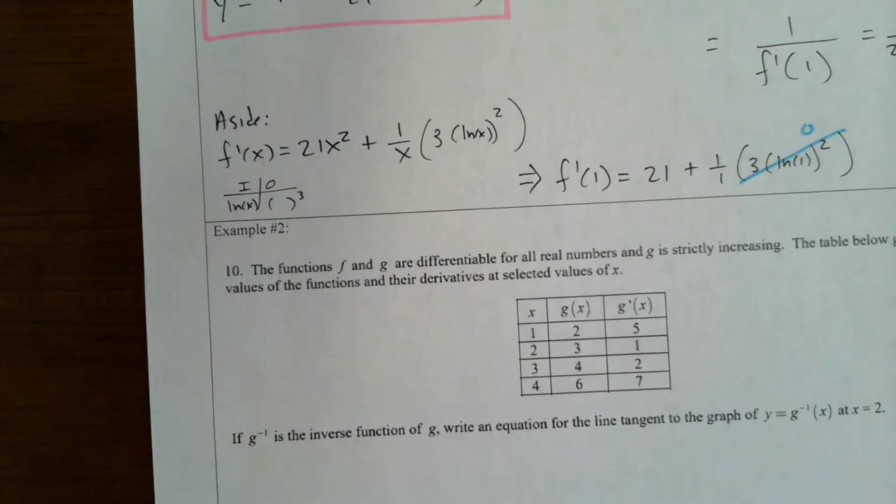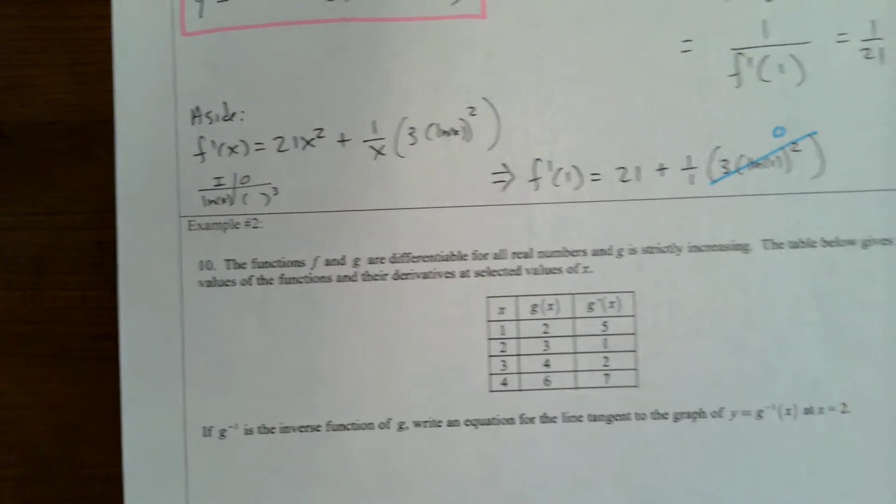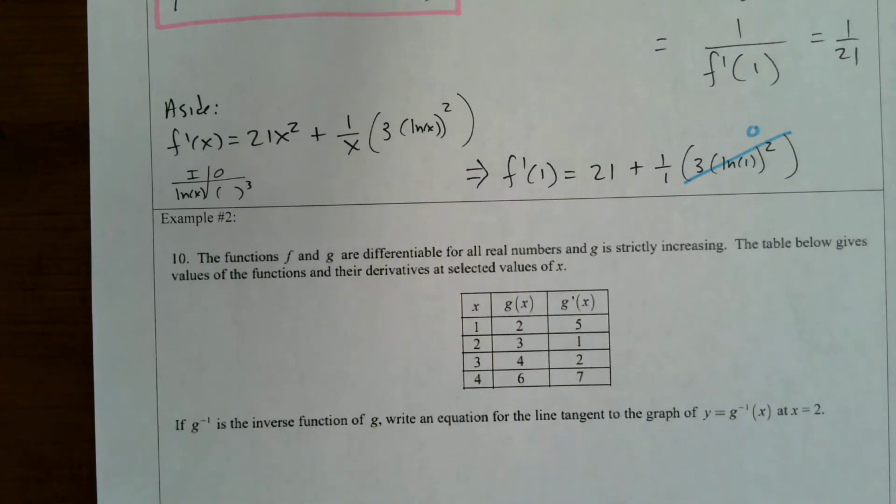Okay, so these functions f and g are differentiable, means that you could take their derivatives, for all real numbers, and g is strictly increasing. Now, if you remember from before, when they say g is strictly increasing, that's a way of telling you that g has an inverse function. If g were not strictly increasing, maybe it doesn't have an inverse function. But that's okay, guys.